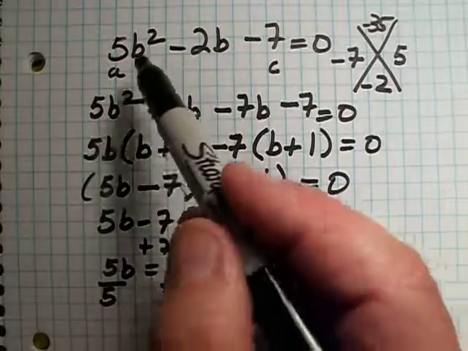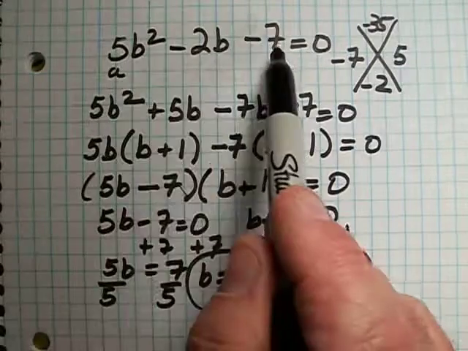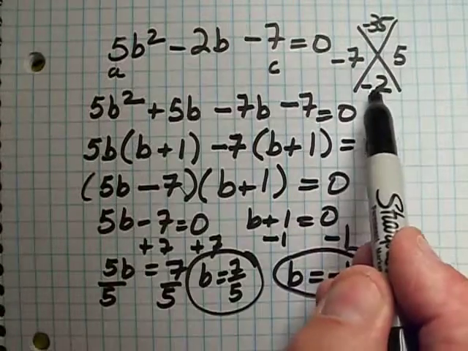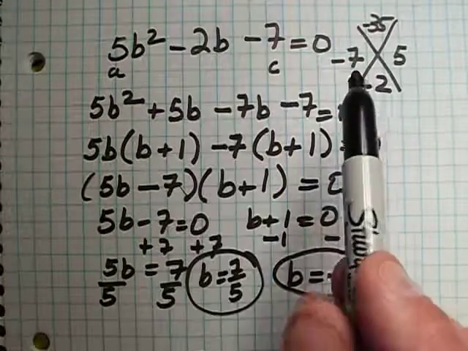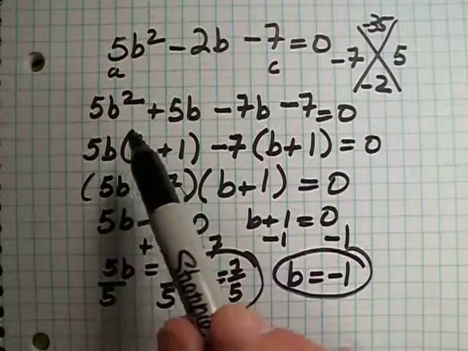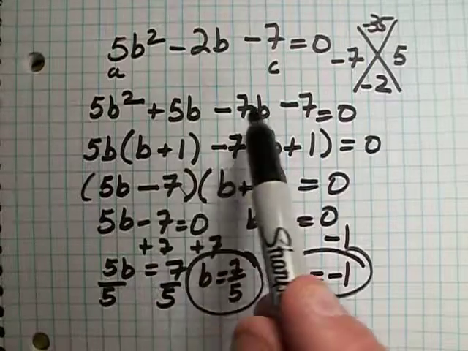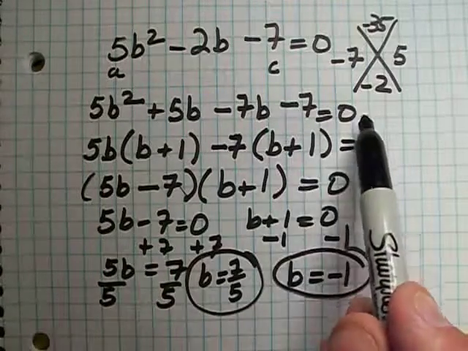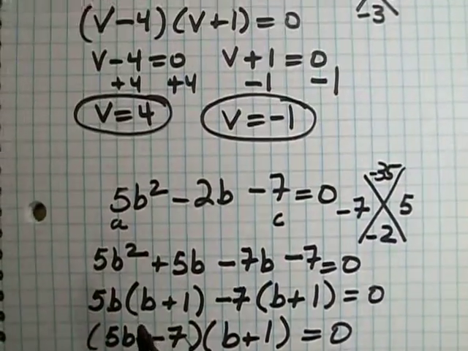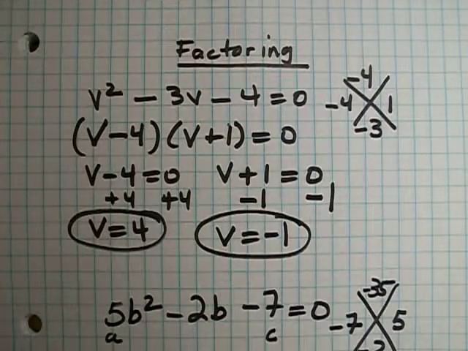So with this equation, I used the AC method. I multiplied both of the coefficients to get negative 35. The middle term is negative 2, the middle coefficient. And when I wrote this, I wrote it so I could easily factor 5b squared plus 5b, that easily factors, minus 7b minus 7 equals 0. Alright, so that's two examples of how to use factoring for solving quadratic equations.